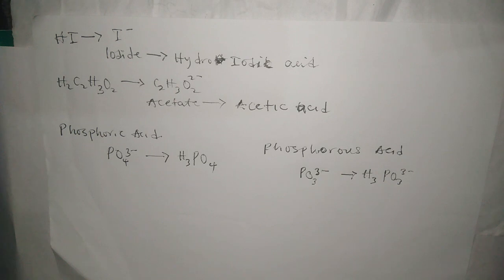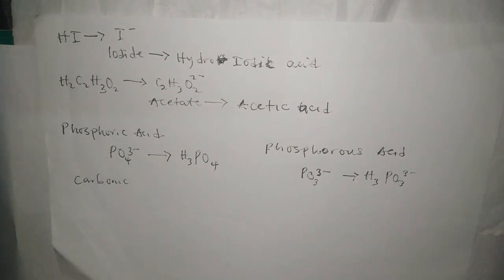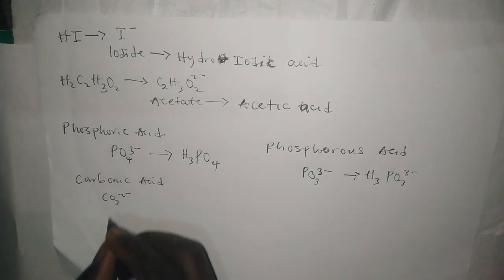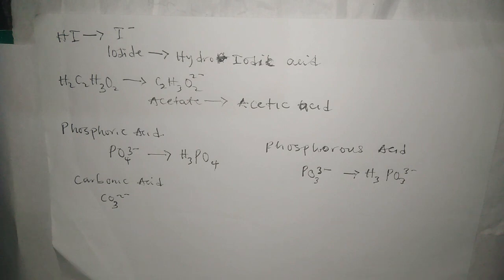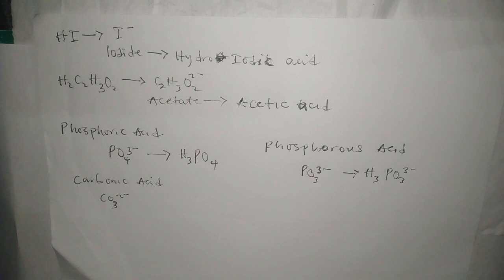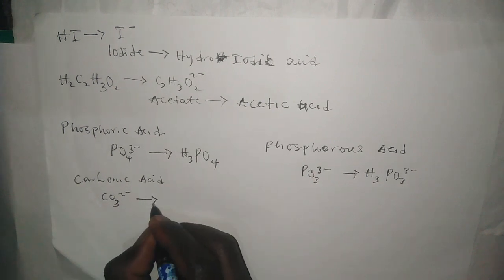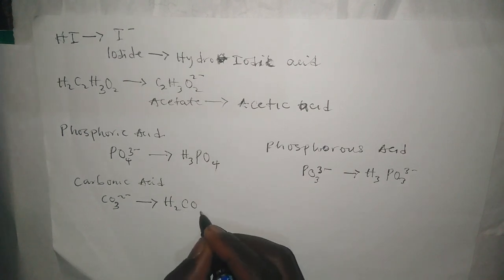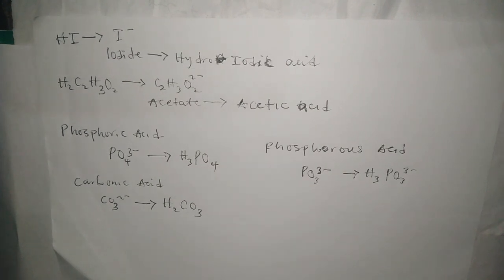Now, what if you have a compound carbonic acid? How do you write this particular compound? Now we first identify the polyatomic ion associated with this particular compound. We have CO3 2-. And CO3 2- is known as carbonate. Carbonate ends with ATE. To neutralize this particular polyatomic ion, you add 2 hydrogen at the end. So we have H2CO3. So this is how to write the formula of this particular compound.